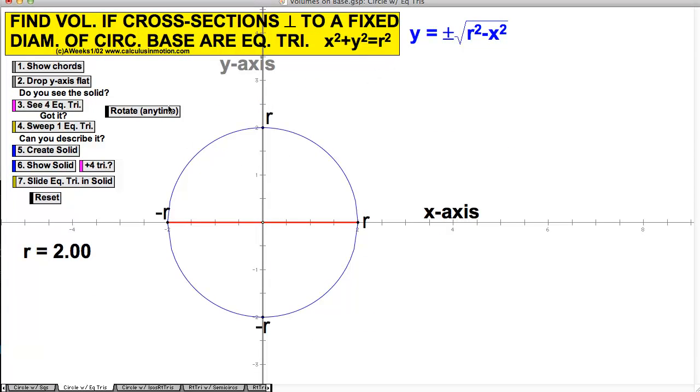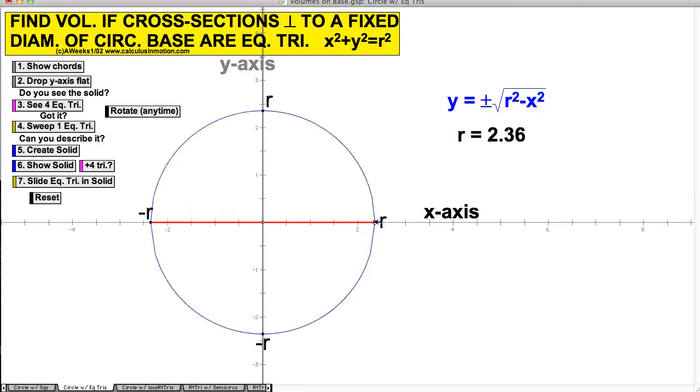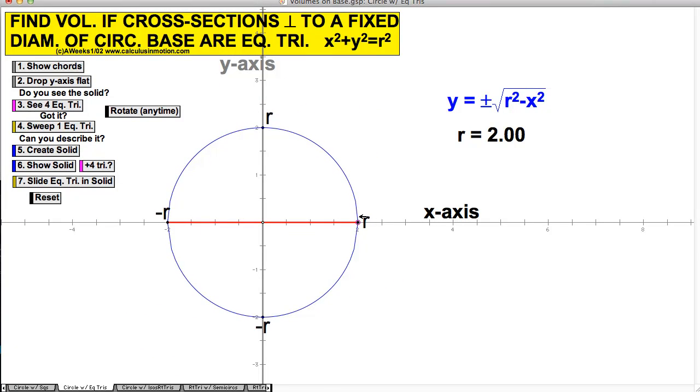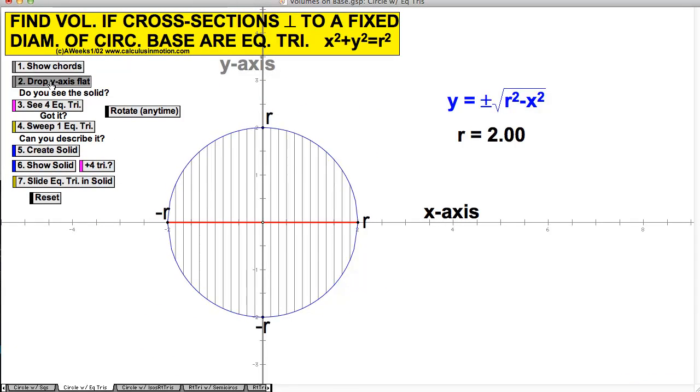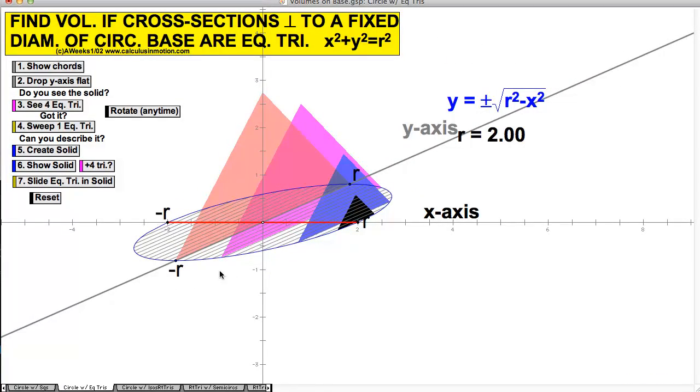Now our second example had the same thing as example 1, but the cross sections were equilateral triangles, so I'm going to show you the same kind of thing. Here we have our equation. R is equal to 2, and I can actually change this radius, but I want R to be 2. So here are the chords. Let's drop it flat. Here are the 4 equilateral triangles. Notice the base of the equilateral triangle sits on the edge of that circle.